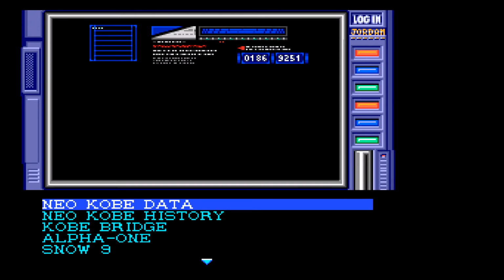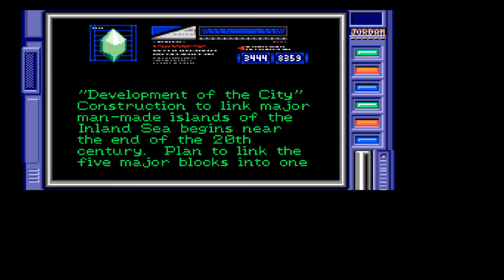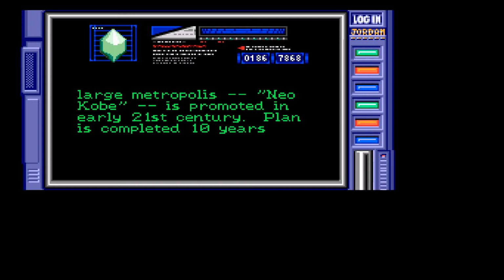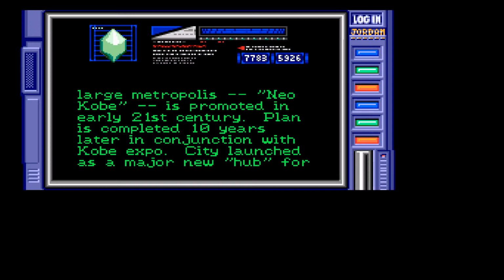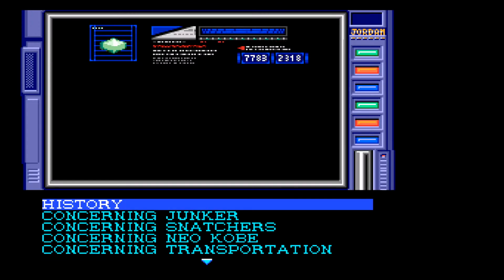Concerning Nyokobe. Nyokobe history. Development of the city: construction to link major man-made islands of the inland sea begins near the end of the 20th century. Plan to link the 5 major blocks into one large metropolis, Nyokobe, is promoted in early 21st century. Plan is completed 10 years later in conjunction with Kobe Expo. City launched as a major new hub for Asia and experiences heavy immigration. By 2045, city becomes known as Neo Crowbar due to its infamy as the city with the world's highest crime rate.